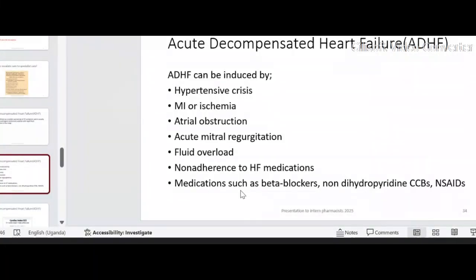This problem can be precipitated by infection, hypertensive crisis, arterial obstruction like in MI, bundle branch block, or acute mitral regurgitation, acute fluid overload, and non-adherence to medication. Even some drugs can induce acute decompensated heart failure, like beta blockers. If you give the patient a wrong, very big dose of bisoprolol, when they can tolerate only 2.5 and you give 10 at once, they will end up with ADHF. Then you have to admit them.